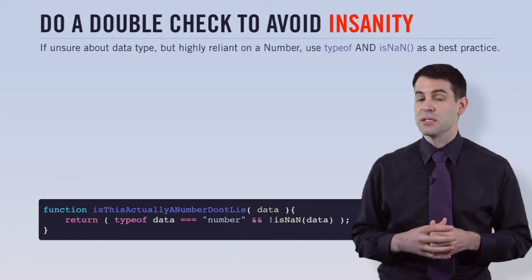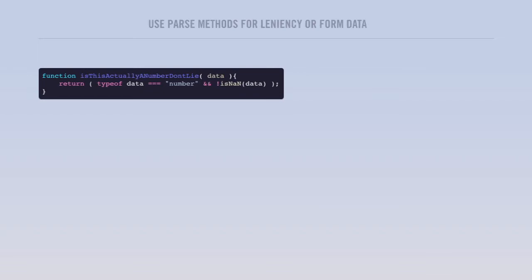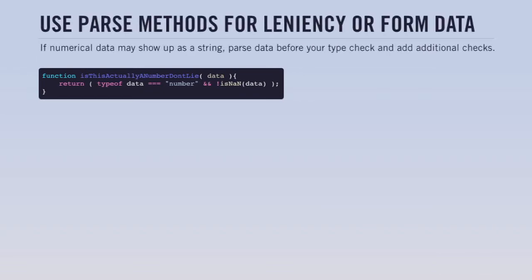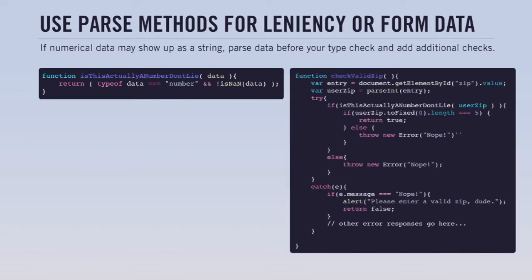Now, if you want a little leniency, especially for form data, which we know can come back crazy all the time, then you want to use parse methods. If numerical data may show up sometimes as a string, then you want to parse your data before you do your check and also add additional checks. So let's check it out. We're going to build a function here called checkValidZip. We're going to check on a valid zip code in some field. First, we'll get the entered zip code from the value of the zip ID element. Next, we will try to parseInt on that entry and pass it to the userZip variable.